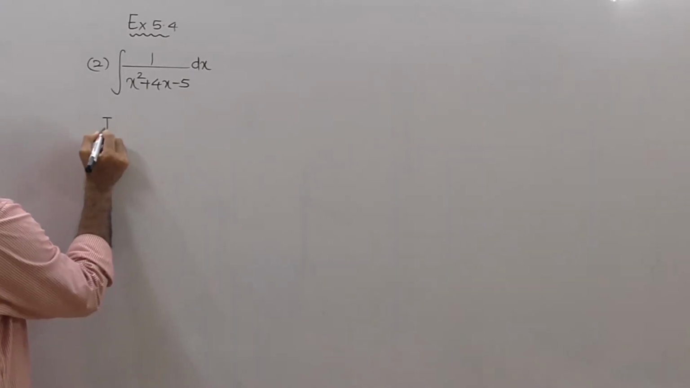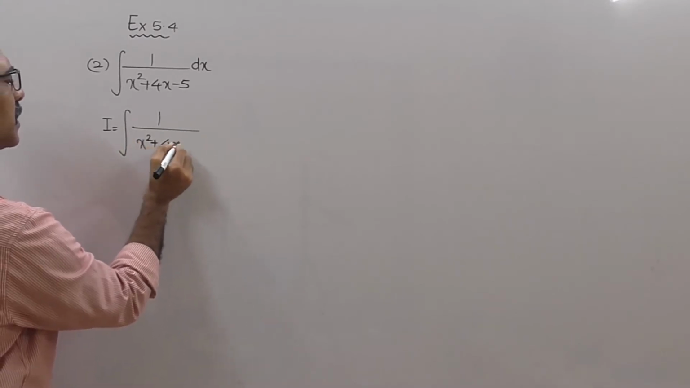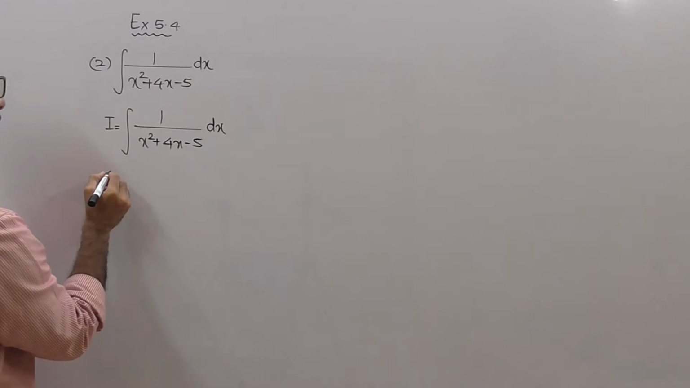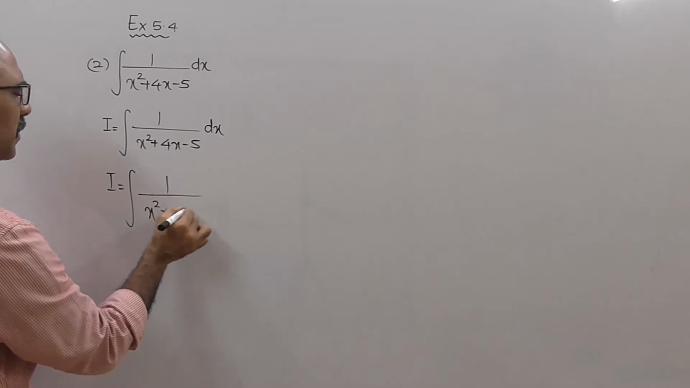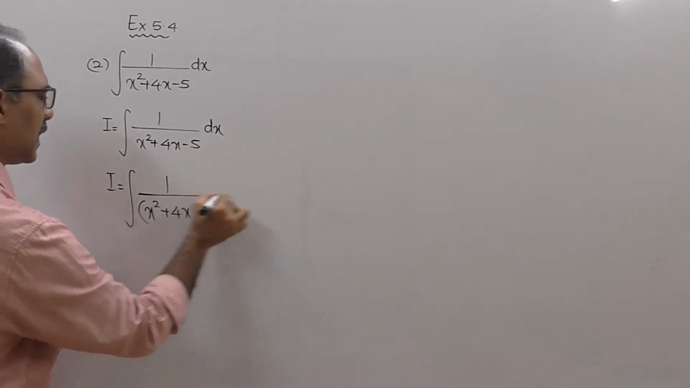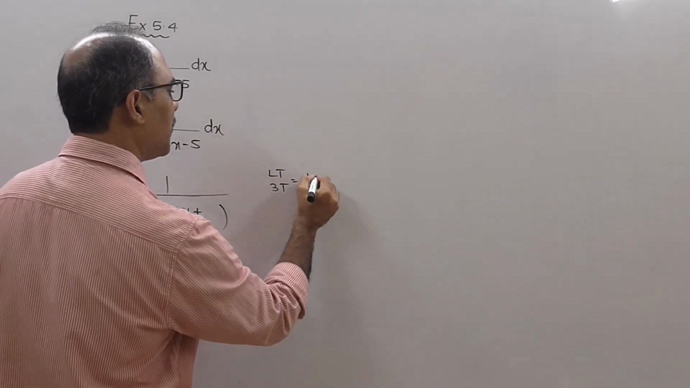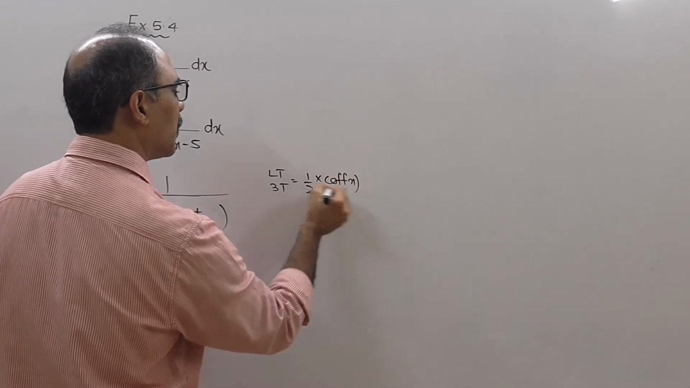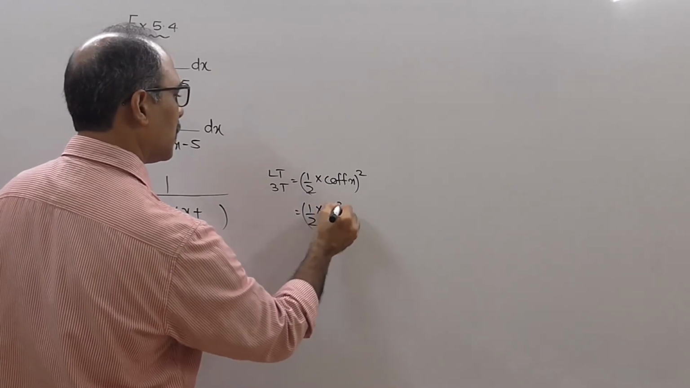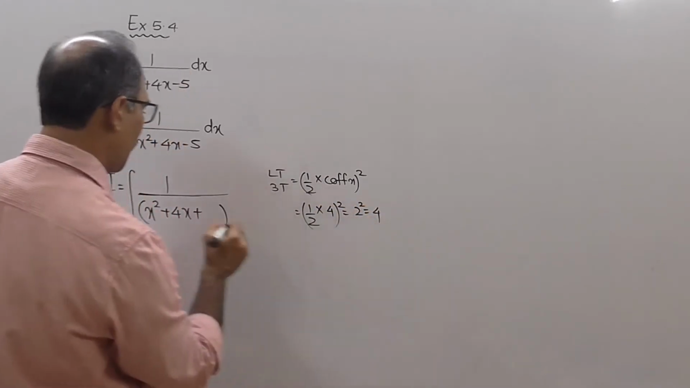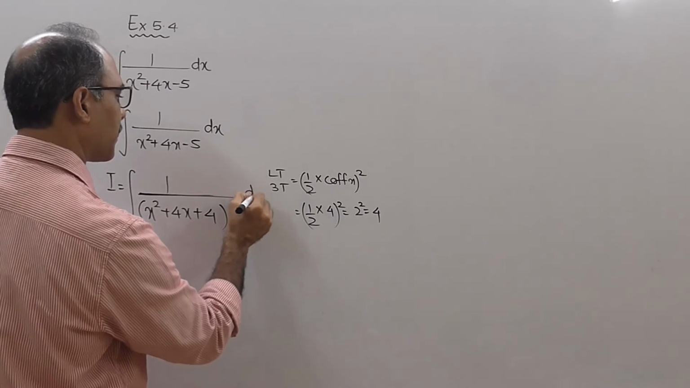I equal to integration 1 upon x square plus 4x minus 5 dx. It's a quadratic expression, so you have to find the last term. I think this will be x square plus 4x plus last term. Last term or the third term, that is equal to half into coefficient of x the whole square, that is half into 4 the whole square. I think 2 square, which is equal to 4. This is plus 4 minus 4 and I think this is minus 5.